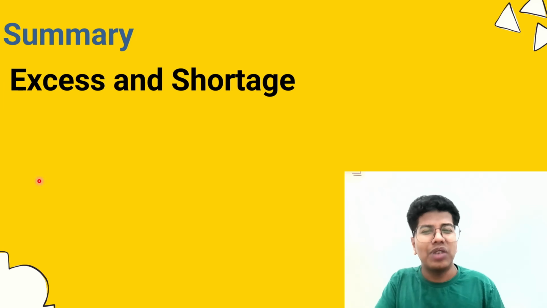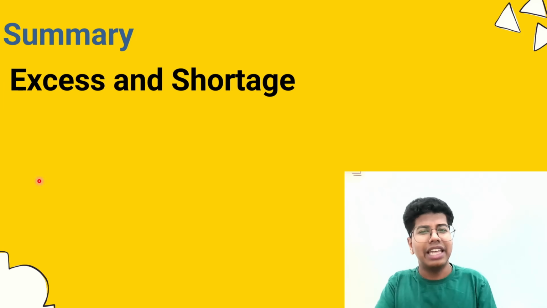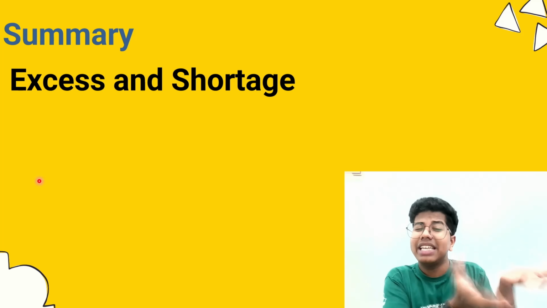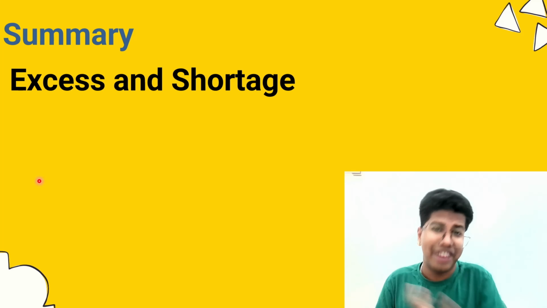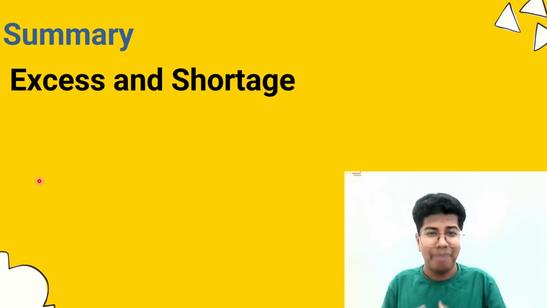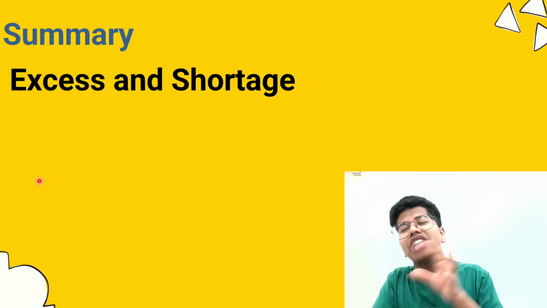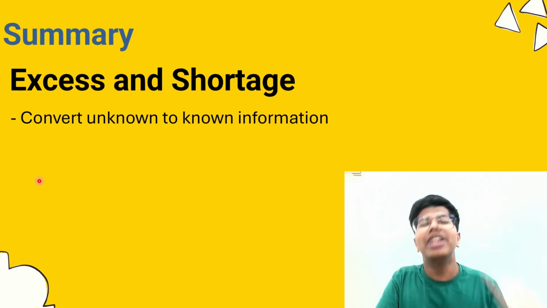So let's try to summarize this. Whenever we have a question based on excess and shortage, the first thing, let's just assume that there is no extra part. This means this extra part I have to distribute to everyone. Just like a simple example. So what we can do is convert our unknown information to known information.